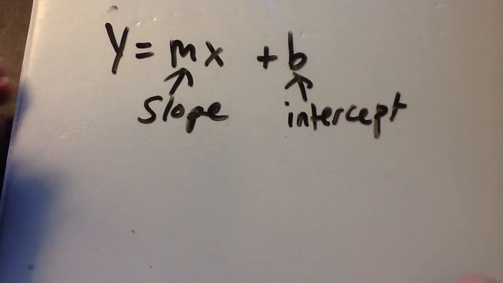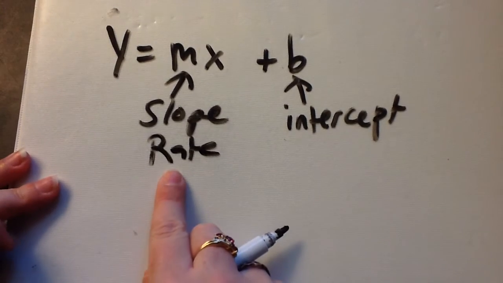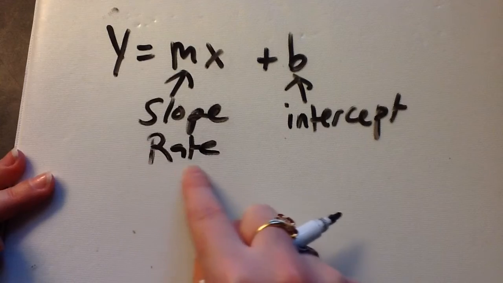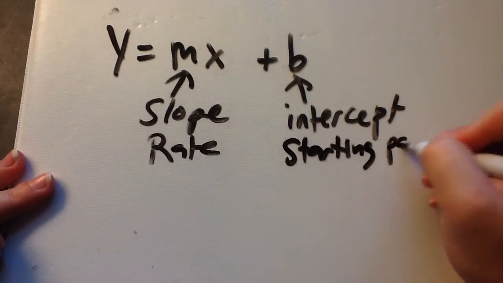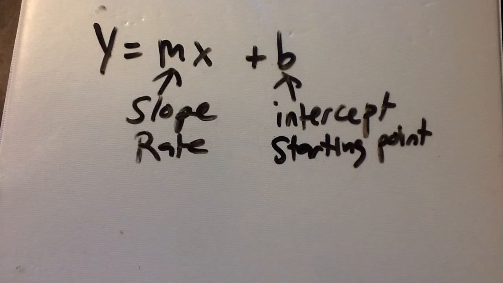Now, slope is another thing that we can think of as rate. So if someone's going a certain amount of speed or something's happening per something else, that's going to be your slope or your rate. And the intercept you can also think of as your starting point. So if there's any sort of initial fee, or when they started the race they were already 50 yards ahead, anything like that, that would go for b.